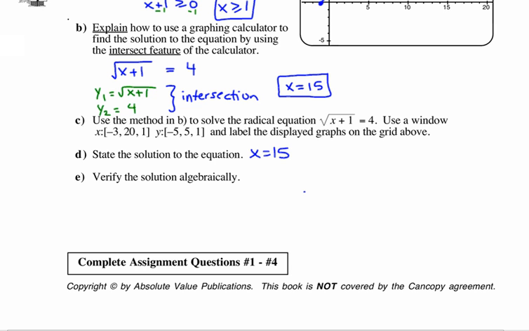State the solution to the equation: x equals 15. How do we check it? If we have the equation square root of x plus 1 equals 4, let's plug in our solution of 15. Does the square root of 15 plus 1 equal 4? What's the square root of 15 plus 1? Square root of 16. And does square root of 16 equal 4? Yes. So that is the solution, x equals 15. So this is the end of the first part of the lesson.